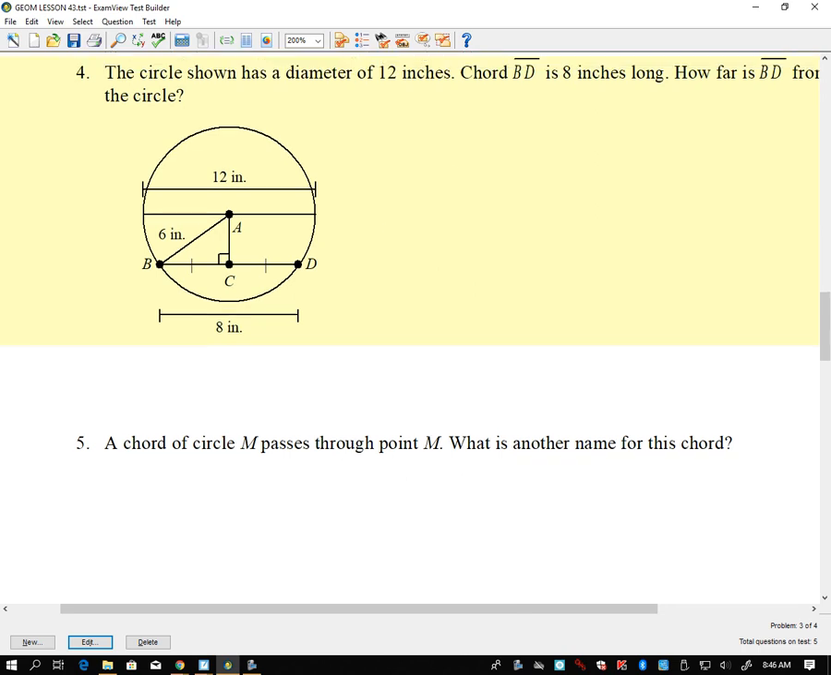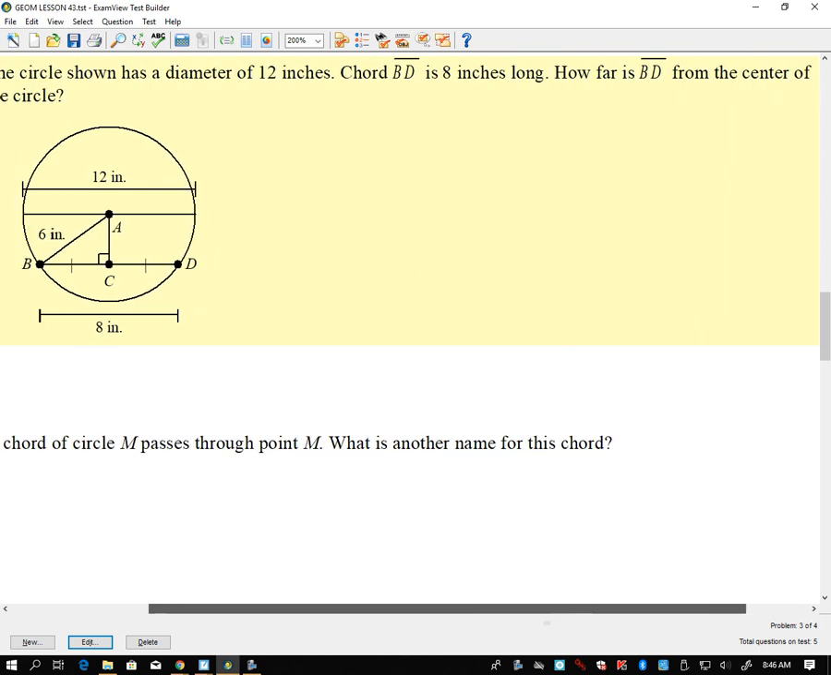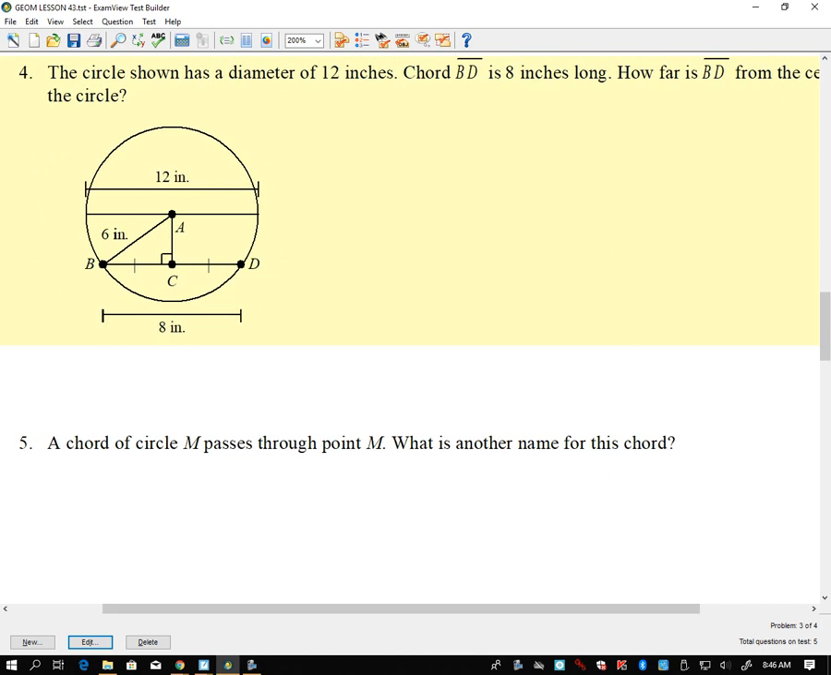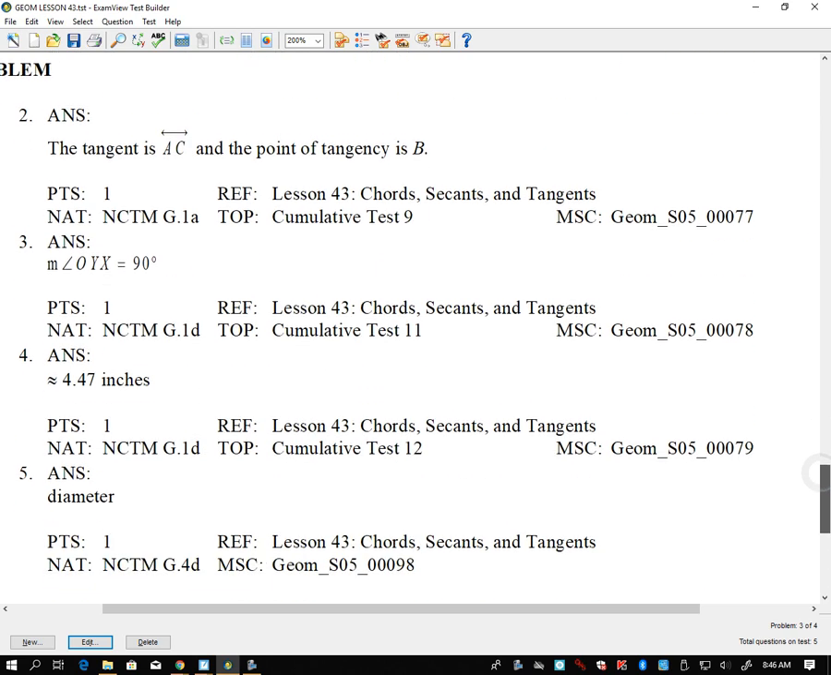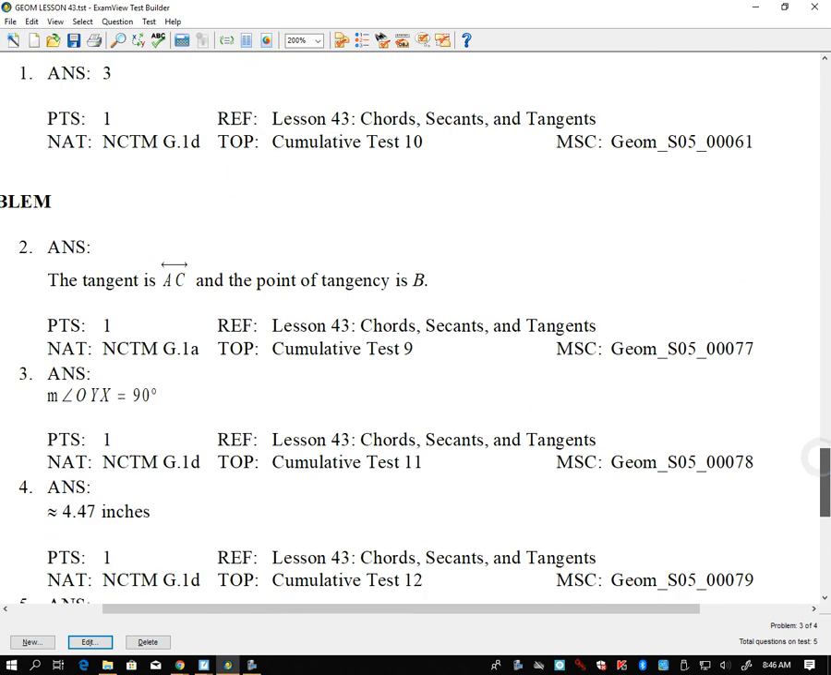Okay, all right, so 4 squared is 16, 6 squared is 36. All right, so you would take 36 minus 16. What's the square root of 20? 4.47. Okay, and let's see if they give me any. Okay, let's come down to 4. Let's see if that's what they're looking for. 4.47 is what they're looking for.